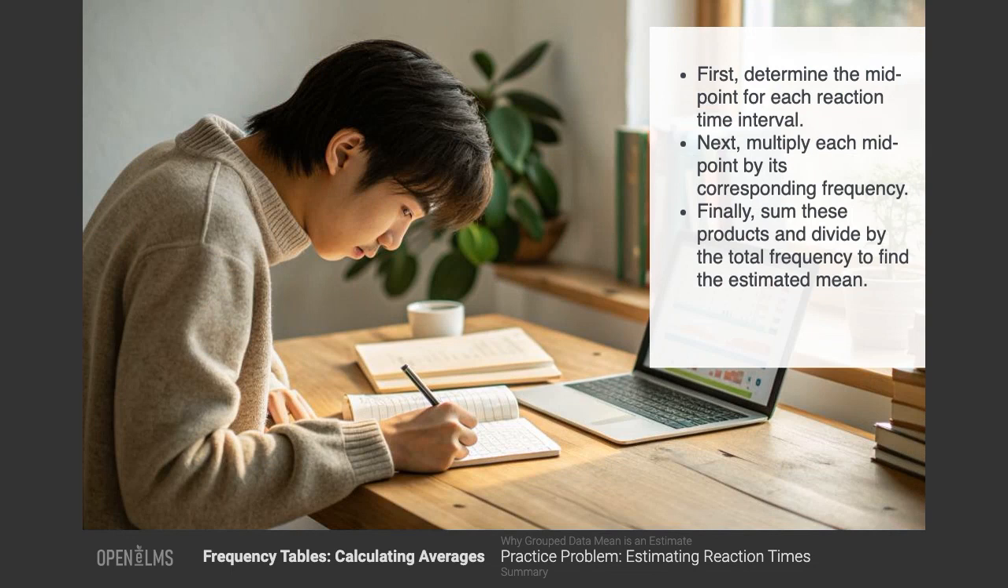First, determine the midpoint for each reaction time interval. Next, multiply each midpoint by its corresponding frequency. Finally, sum these products and divide by the total frequency to find the estimated mean.